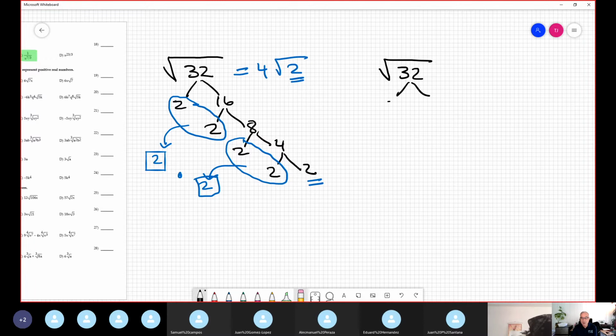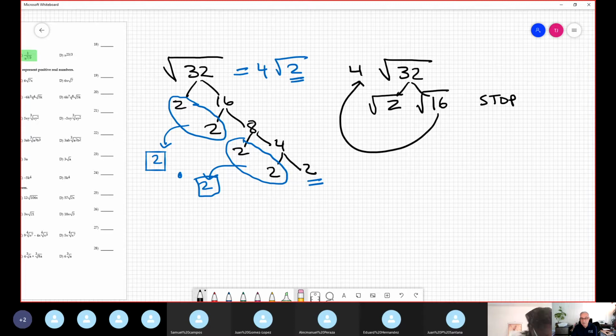You break it down in 2 and 16. And in this moment, stop. Because I detect that the square root of 16 is a perfect square, 4. So this represents 1 four outside. Let's see, we have 4 outside and stay 2 is this 2.